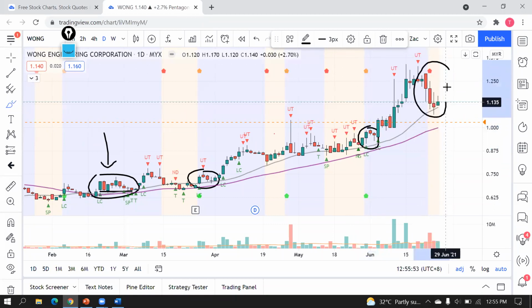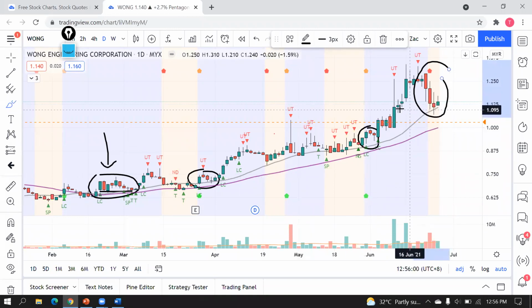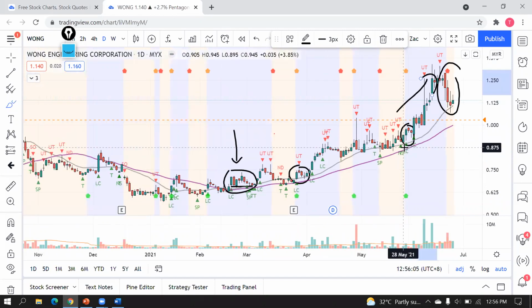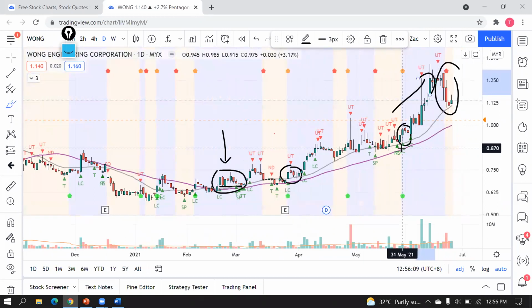But currently, I think no. The down bar covers the high volume already. And if you realize, there's one thing over here: the candle shape already changed. Which means maybe there's a potential change of trend coming for Wong.